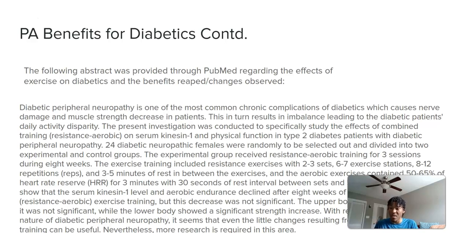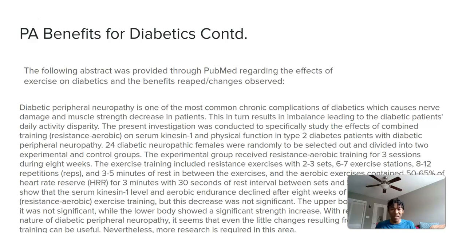So that's a benefit right there, in addition to, as we talked about, the progressive nature of diabetic peripheral neuropathy. Progressive nature just means that as you have it, the symptoms can worsen over time. And so even small changes resulting from the combined exercise can be useful. This is a case of something is absolutely better than nothing.